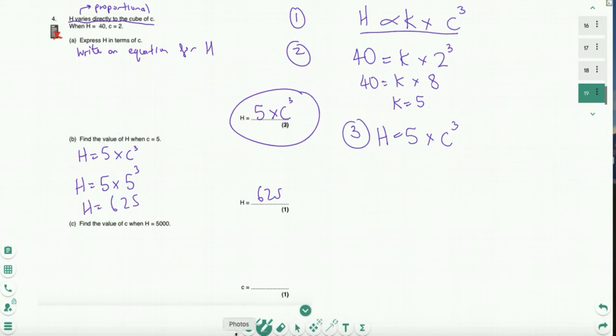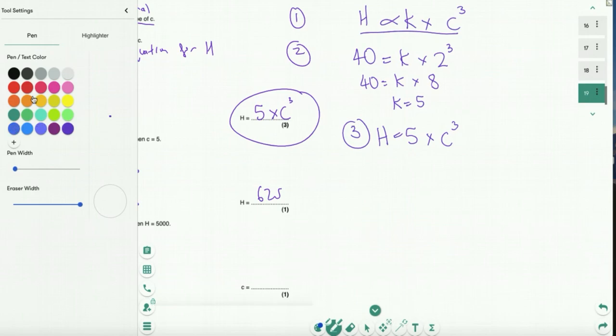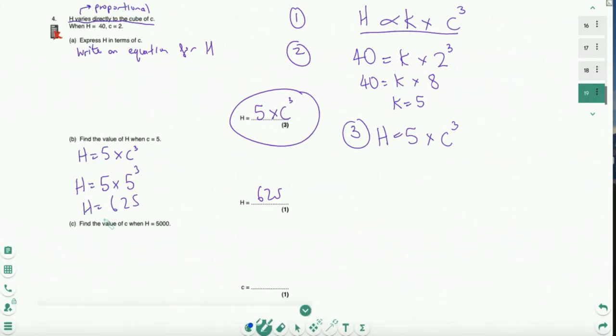Next question, find the value of c when h is 5,000. Okay, let's go back to our equation. H equals 5 times c cubed. So now we know h is 5,000, so 5,000 equals 5 times c cubed. All right, a little bit harder, this equation. Well, I don't know. There's a few ways we can do it. Let me show you all the ways.